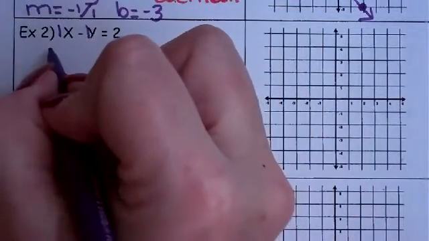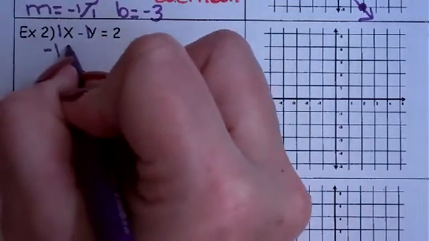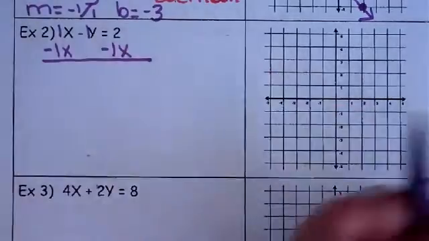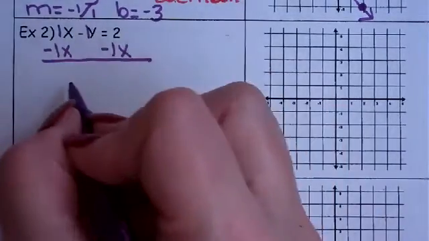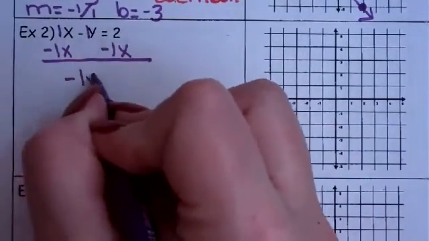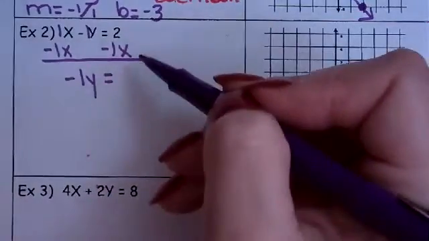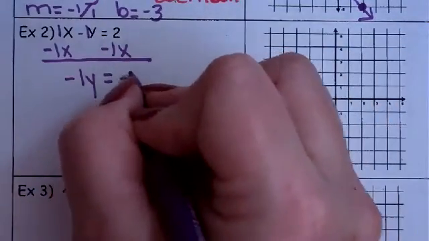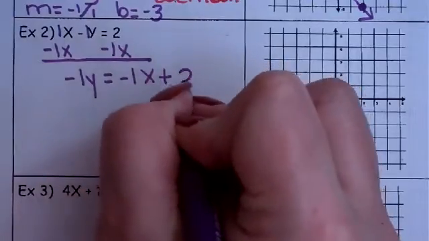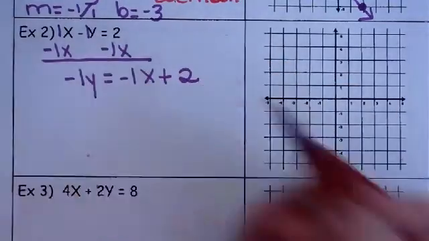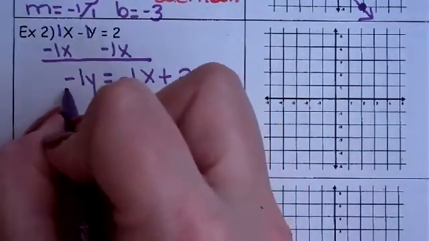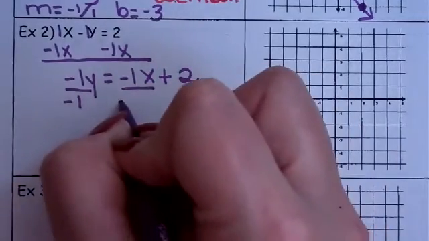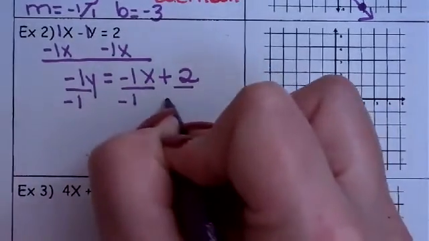So the first thing I'm going to do is subtract the 1x from both sides, just like that. Well, the 1x minus 1x cancels, and that leaves me with negative 1y equal to, now remember here, we're going to write the x term first. So I'm going to write down negative 1x plus 2. Now we have a second step because we have a number in front of y that's not a 1. So that means I've got to divide everything by negative 1.